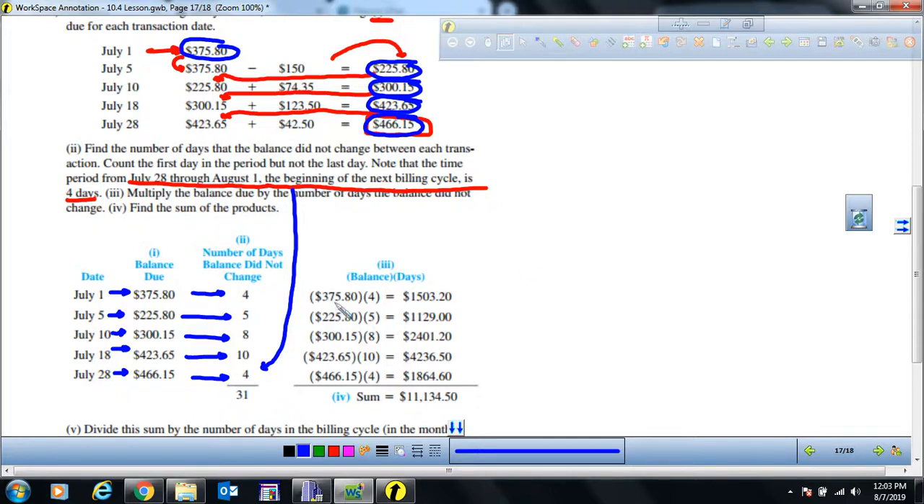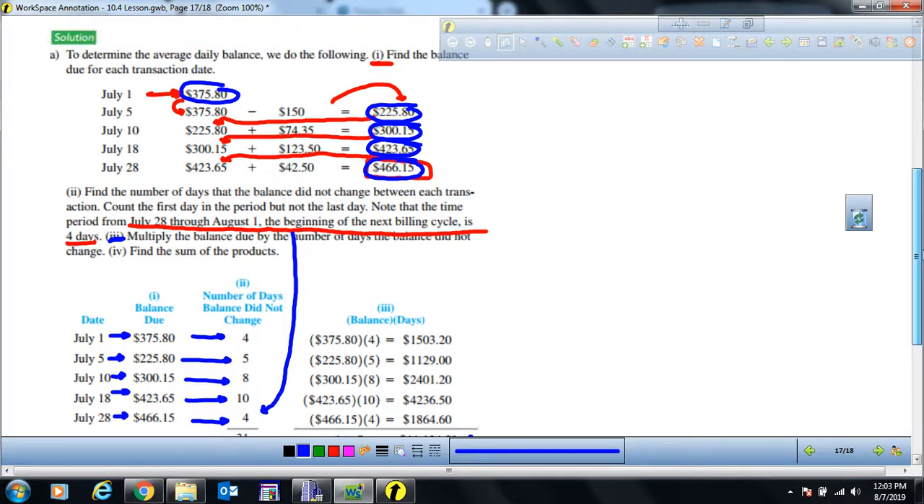Okay, so then you're going to multiply. Step 3 says here, multiply the balance due by the number of days the balance did not change. So that's what you see, the balance due times the number of days that the balance did not change. This is the total amount for each time. Find the sum of all these products, all these multiplications, and this is the sum. Okay? And that's not the answer yet.